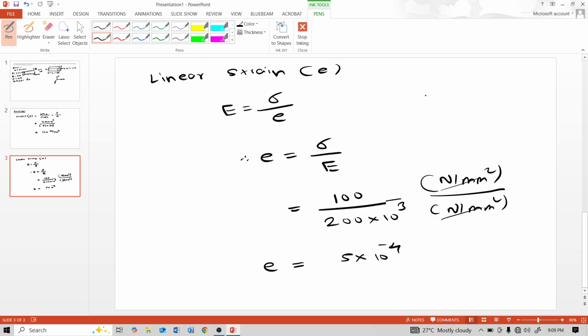See, we find this stress, and with the help of stress we find linear strain. Now with the help of linear strain we find lateral strain. We will find lateral strain with the help of this linear strain. And for finding lateral strain we use the formula of Poisson's ratio.